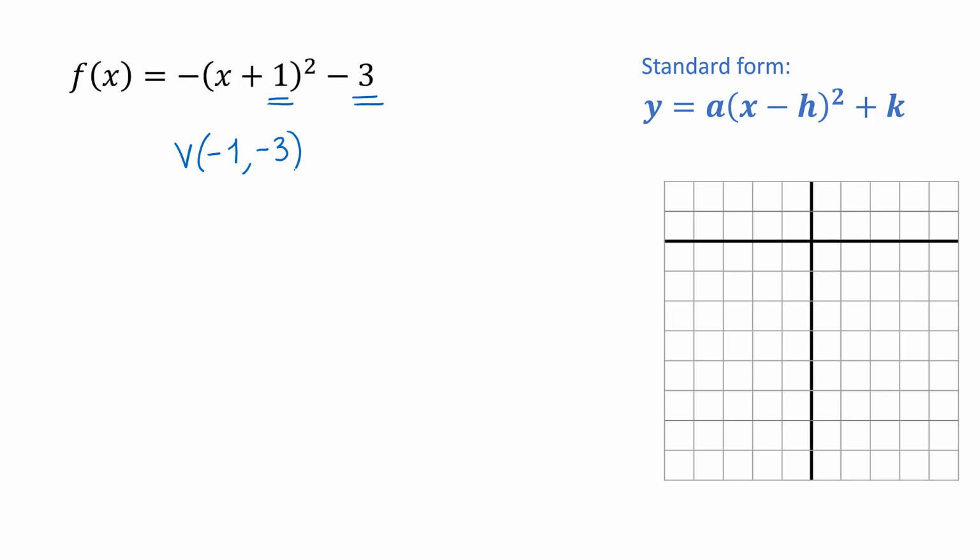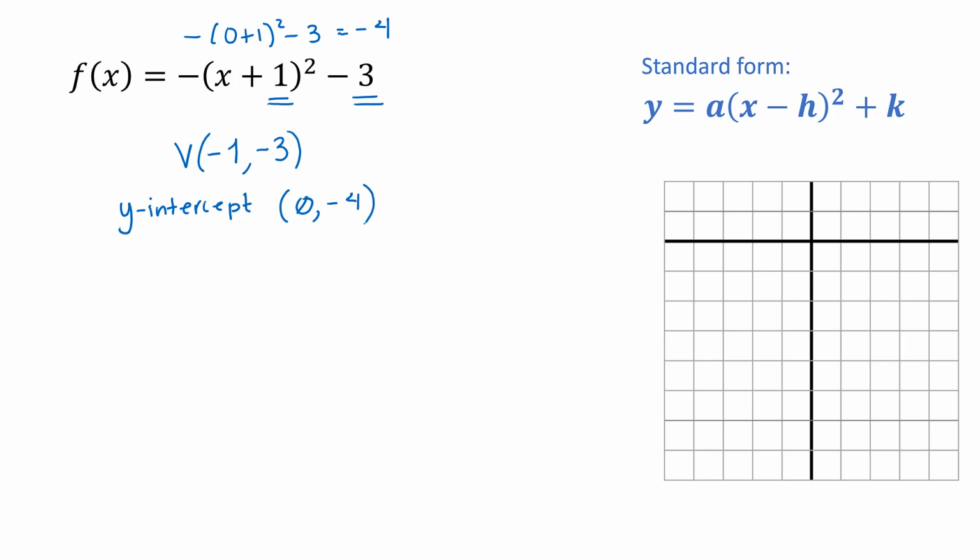Now the y-intercept, we are going to get it by substituting 0 in the value of x. So x is 0 and y is minus 0 plus 1 squared minus 3, which is 0 plus 1, 1. The square of 1, 1. Minus 1 minus 3 is minus 4. So 0, comma, minus 4.